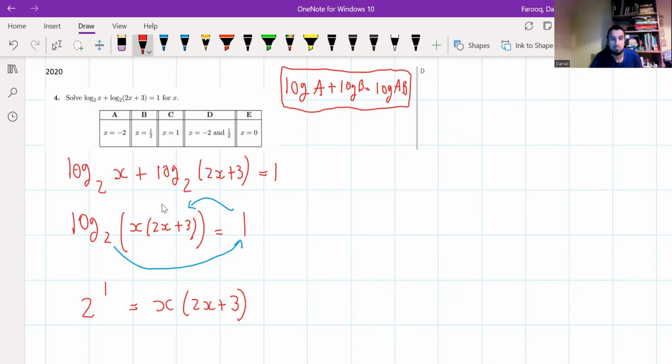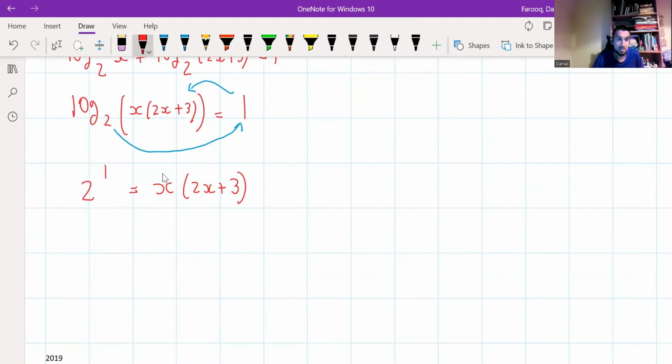Now you could equivalently get to the same position by putting both sides 2 to the power of, which will cancel out the log. So putting this side 2 to the power of 1 and then 2 to the power of log 2x, 2x plus 3. Then the 2 and the log 2 cancel out and you're left with that. Okay, so anyways, we can continue from here. So 2 will equal 2x squared plus 3x. We can rearrange to get 2x squared plus 3x minus 2 equals 0.